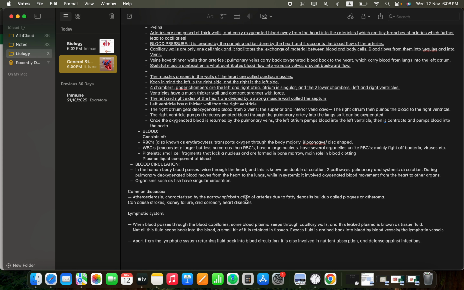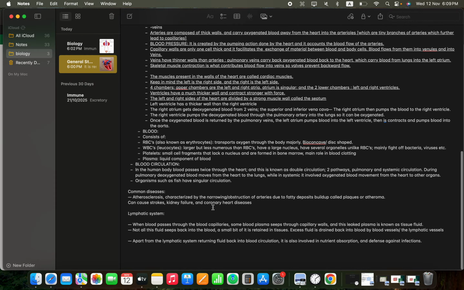Now we have common diseases linked to the circulatory system, and one of them is atherosclerosis. This is characterized by the narrowing or obstruction of arteries due to a buildup of fatty deposits called plaque or atheroma. This can cause strokes, possibly kidney failure, and coronary heart diseases.